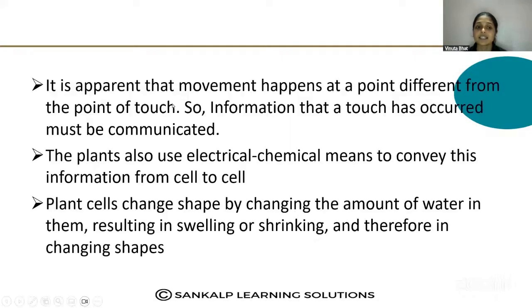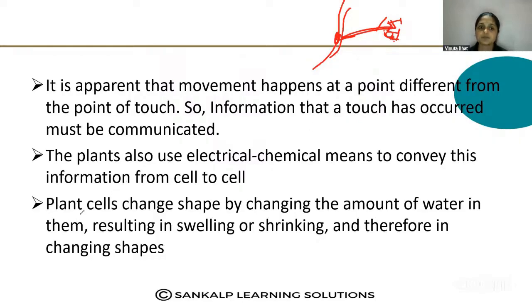So the apparent movement happens at the point of touch. When you touch the plant, how is the information communicated? Just imagine this is the stem, and these are the leaves, okay? When you touch this point, these leaves bend, right? So the touch information is transferred to the leaves. But how does it occur? There are no neurons, no muscle cells, but how does it occur?